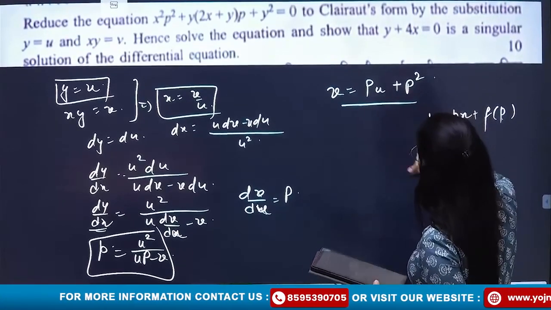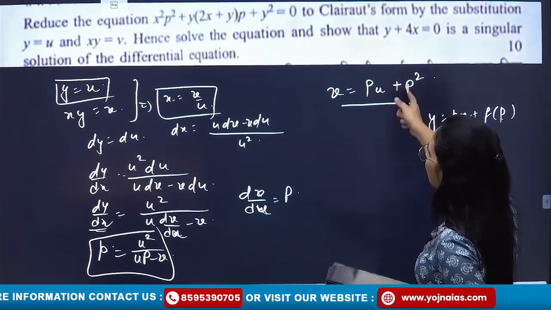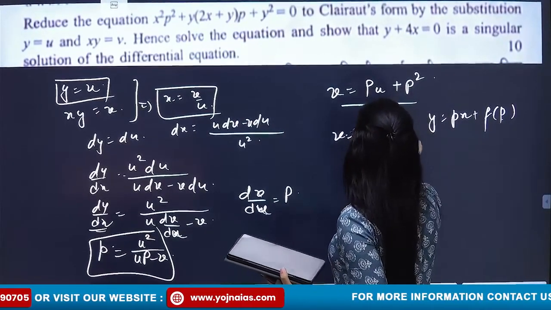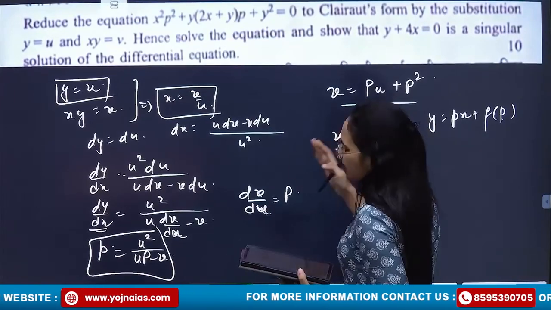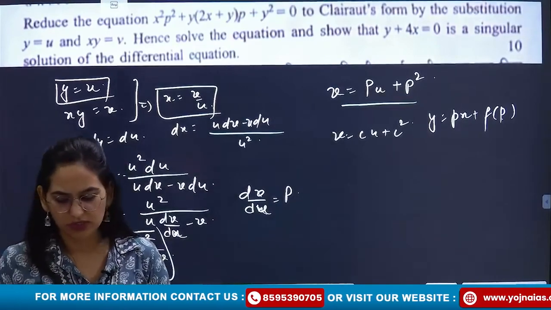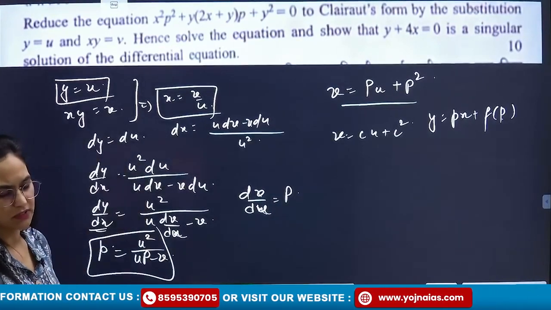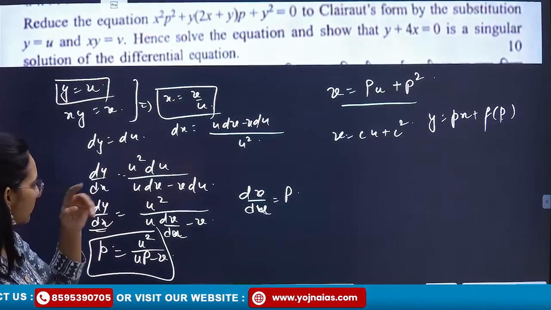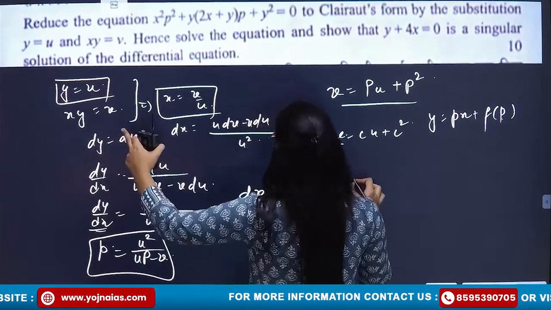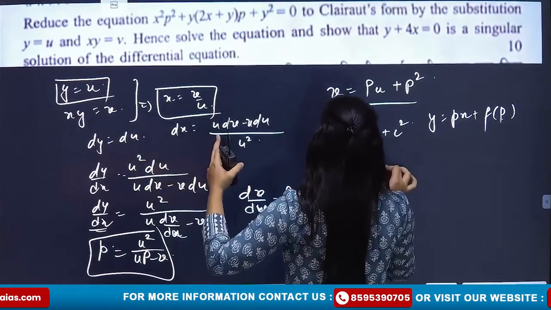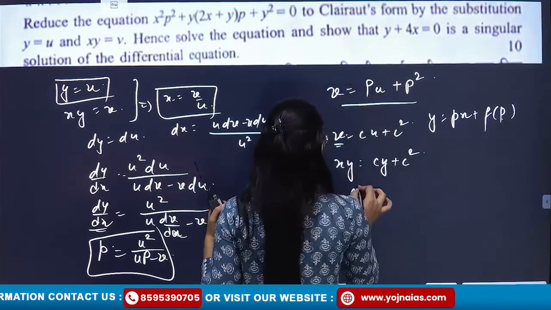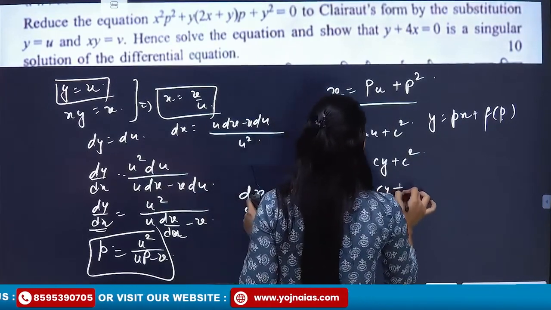Clairaut form is y equal to a function of, at the place of y, v, and at the place of x, u. The solution of that format is equal to c, and replace u and v. After that you need to find the singular solution, either find the c discriminant or the p discriminant, whatever you want, at the place of x, y. To find the singular solution it requires a quadratic.